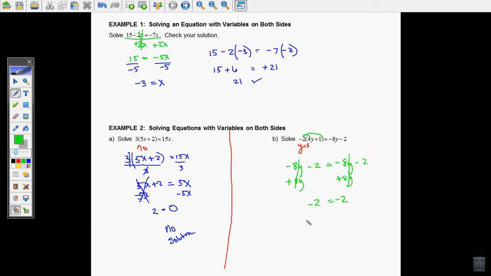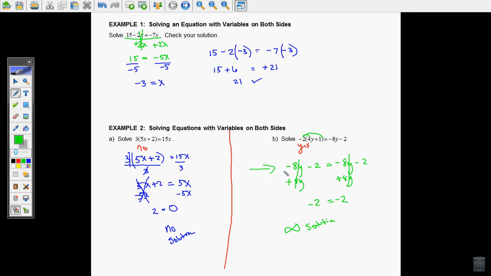What does that imply? That implies that we have infinitely many solutions, which means any number that you put in for y in this equation will make this value on the left side equal the value on the right side. It will always work. And that really only happens when the two sides are identical, which we did see in this step.